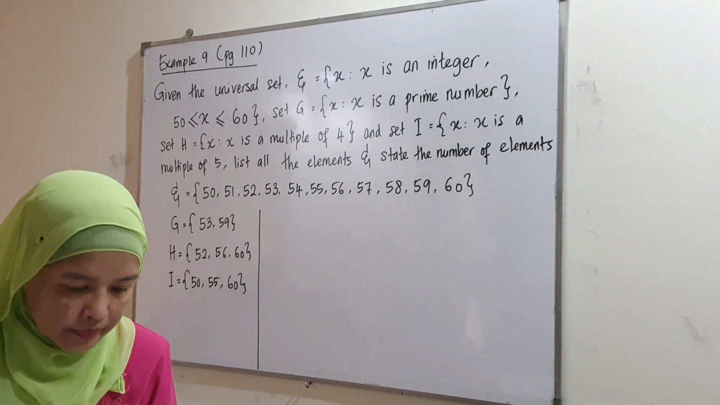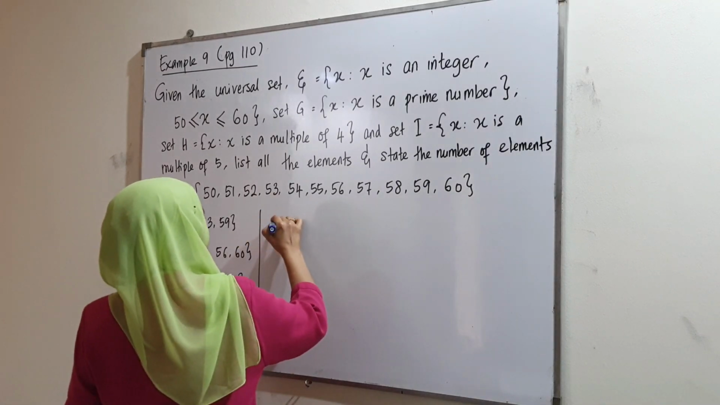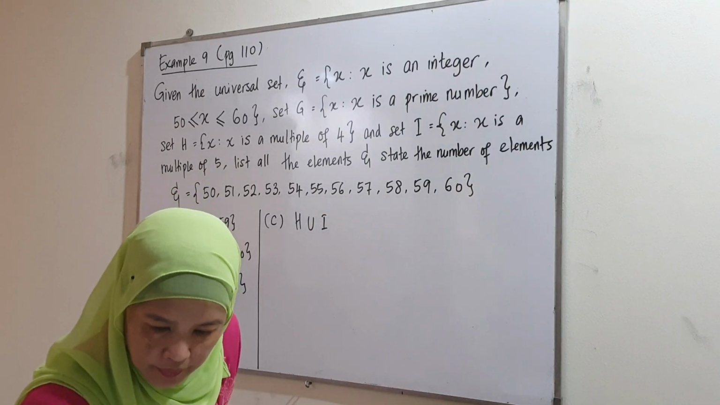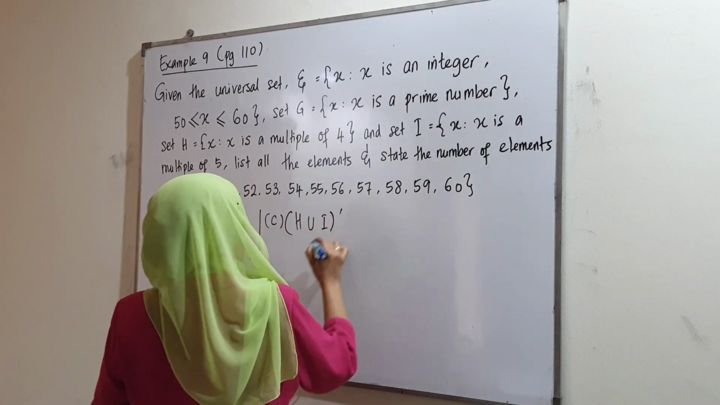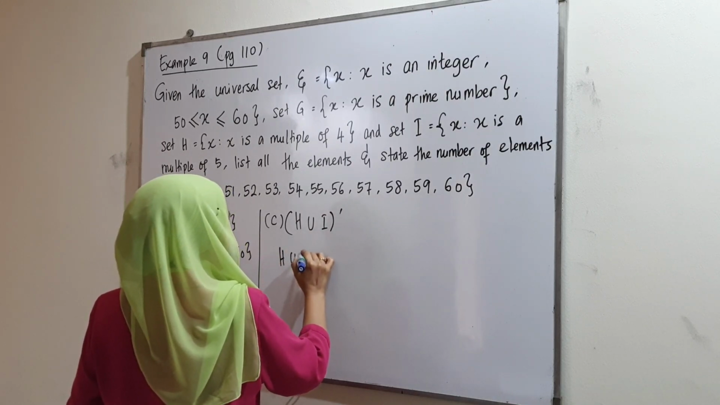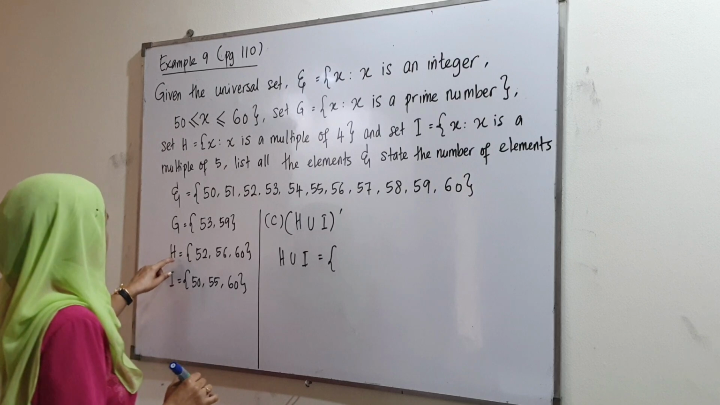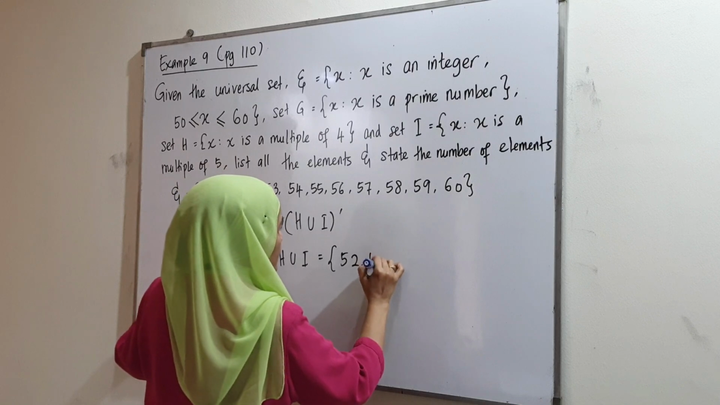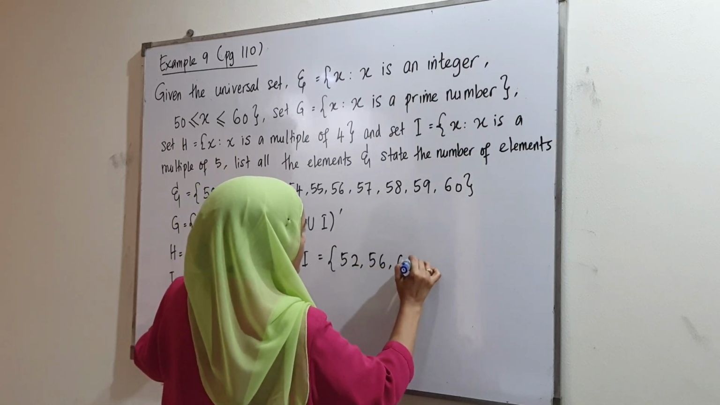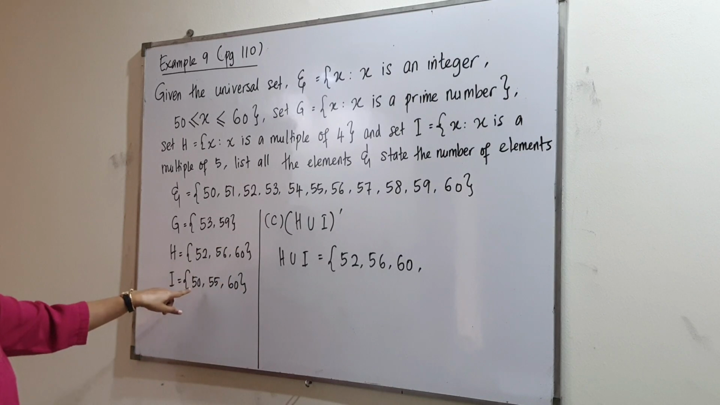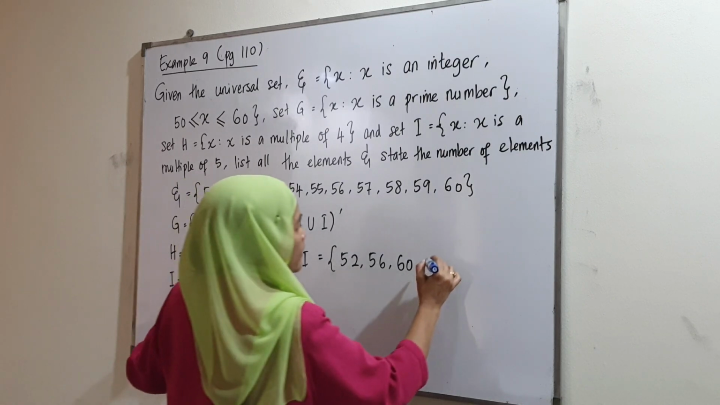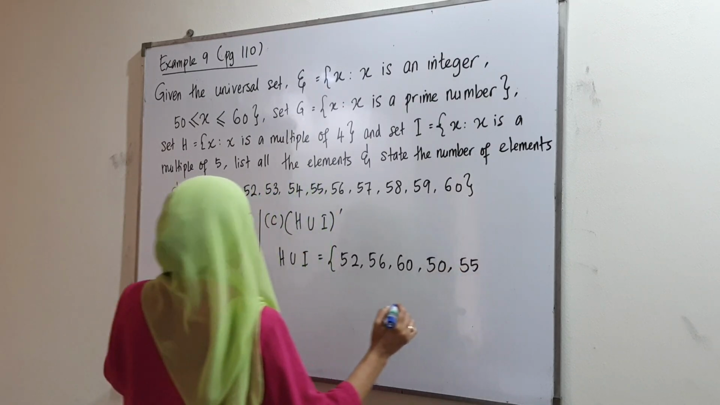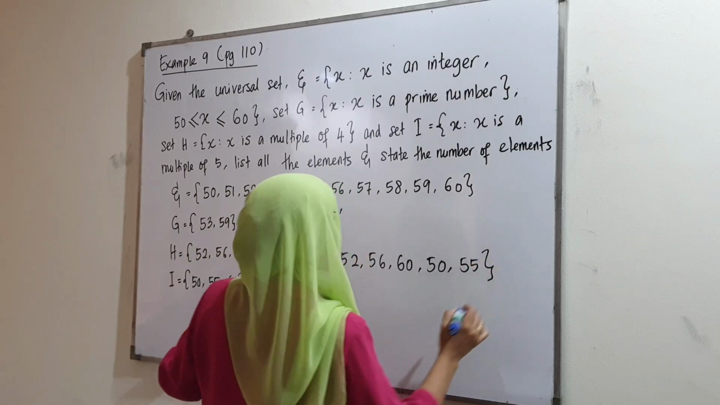We look at C: (H union I) complement. So now we list H union I. We start with H first: 52, 56, and 60. And we list I: 50, 55, and 60 is here, so no, it cannot be repeated.